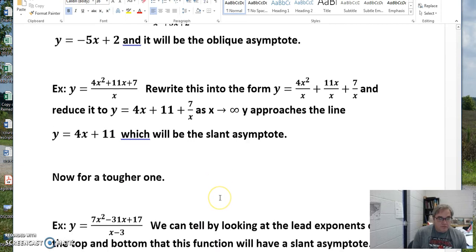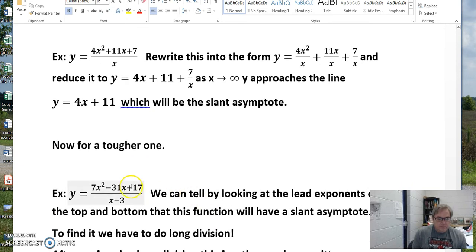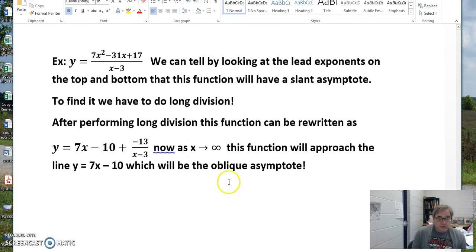Now for a tougher one, and you can see what's happening here, I have x minus 3 on the bottom. So I could break it up into 3 like I did up here, but I still have this over x minus 3. It's harder to think about. You're going to have to do long division. You're going to take that and divide it by this in long division. And if you want to take the time right now and try that, you're going to come up with this being equal to 7x minus 10 plus negative 13 over x minus 3. So I've changed it back to the form like we had before by doing long division.